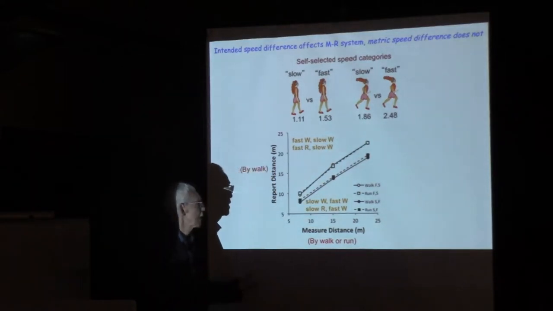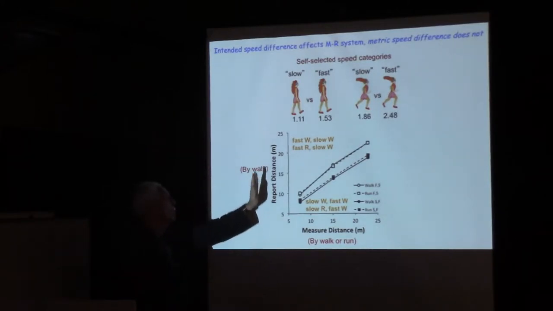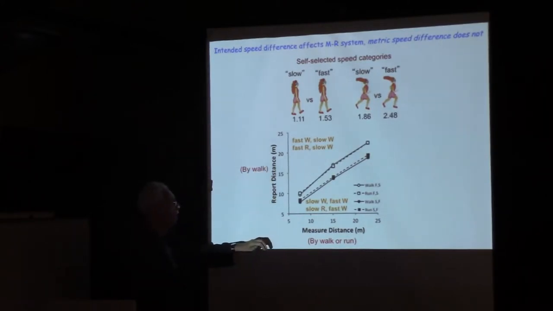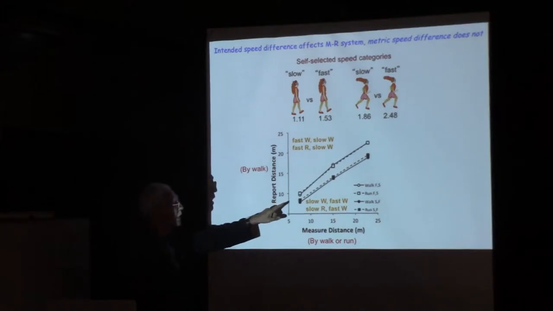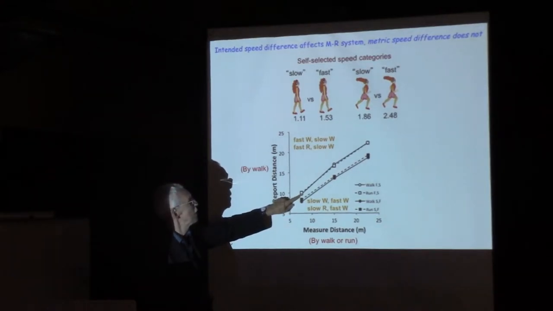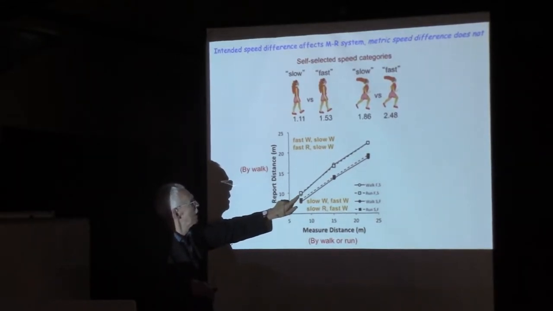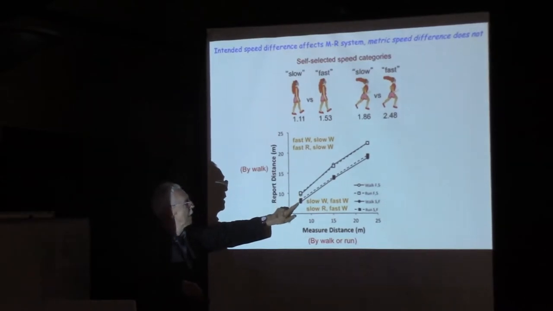And now we're asking, when they're doing their measurement of distance, and they're producing these distances, what we can see by what's going on is that the particular pattern here: this is walking fast, slow, running fast, slow. Walking fast, walking fast here. So they're all primary gaits. And the only difference is the intended speed.